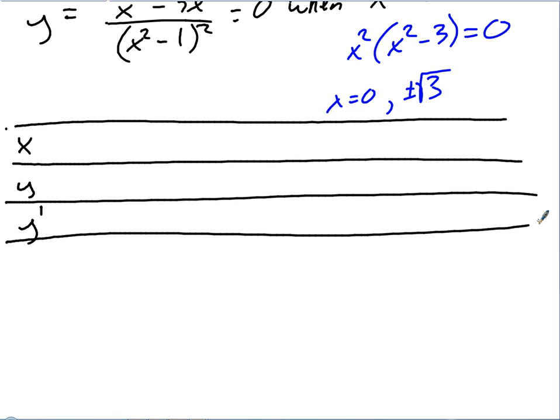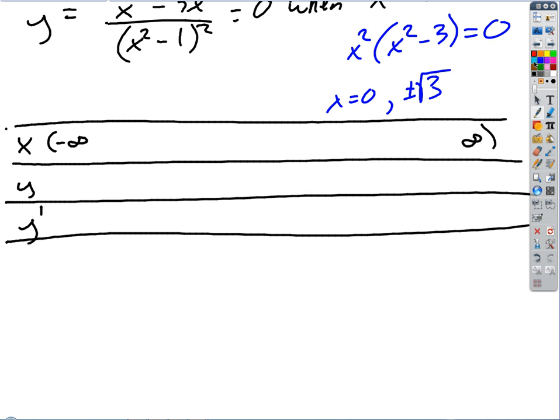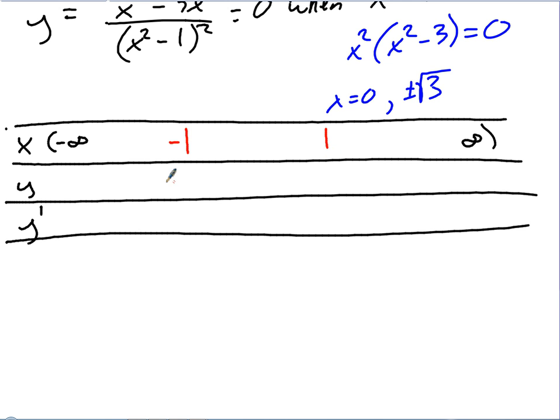Okay, so our domain was everything except positive and negative 1, right? So we can put in a minus 1 and a plus 1, and then we put undefined in the y row, not the y prime row. The function's actually undefined there. And then just do this.